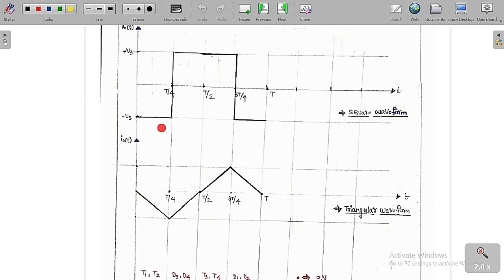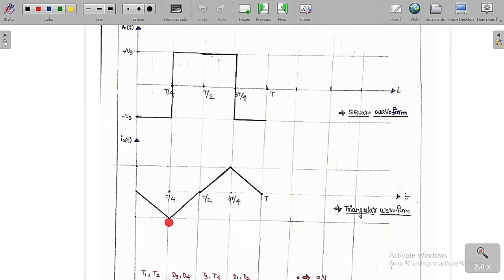So in the first case, I want to turn on T1 and T2. So now I am going to turn on both T1 and T2. From the circuit diagram you can see, if you turn on T1 and T2, then the output voltage is equal to minus Vs, and the output current is going to get charged in the reverse fashion.